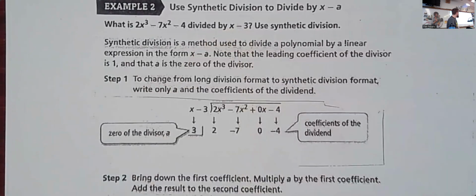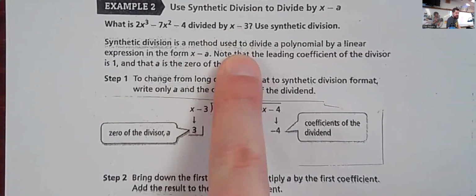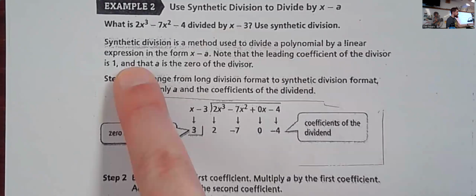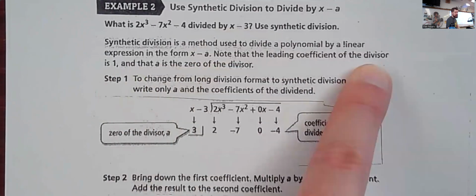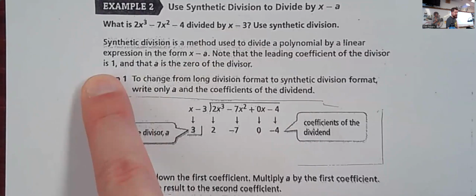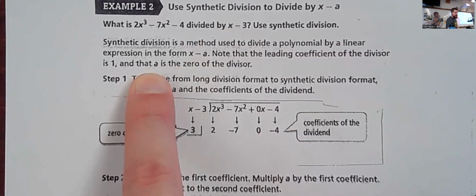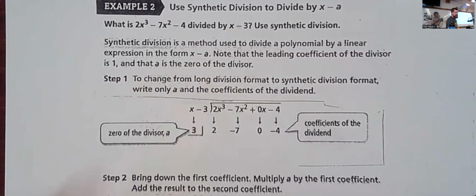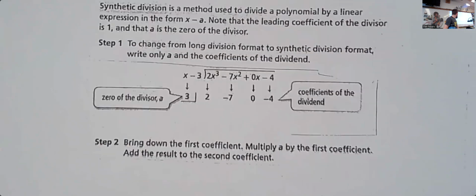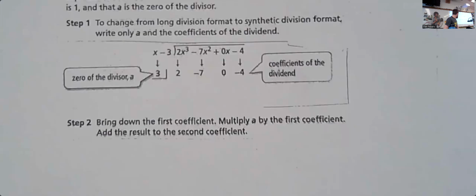So synthetic division is a method used to divide a polynomial by a linear expression, right, of the form x minus a, right? So note that the leading coefficient of the divisor is 1, and that a is the 0 of the divisor. What that means is, when you divide, I'll show you what this looks like.